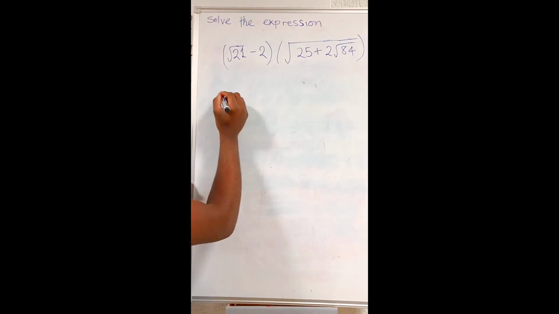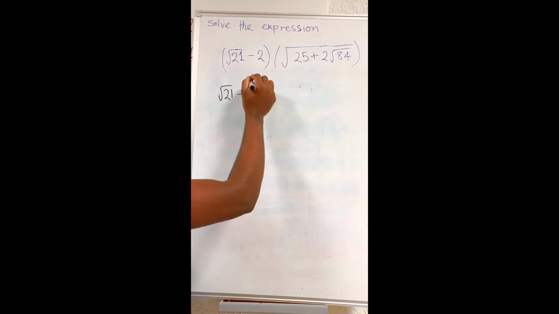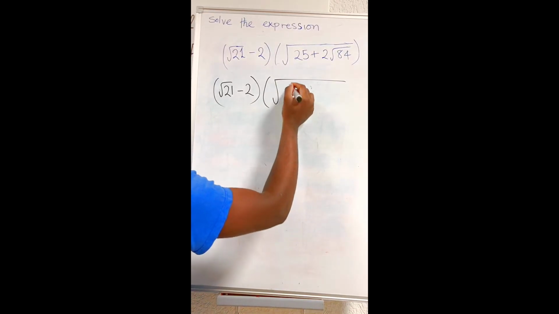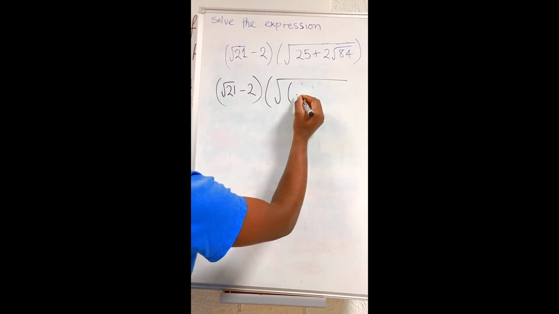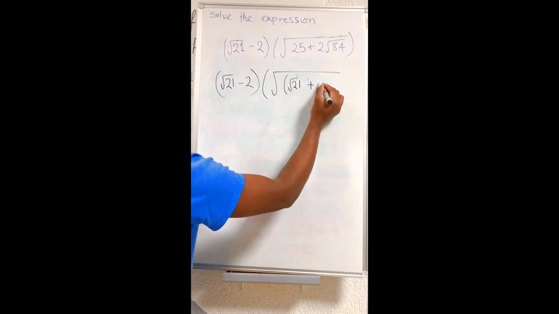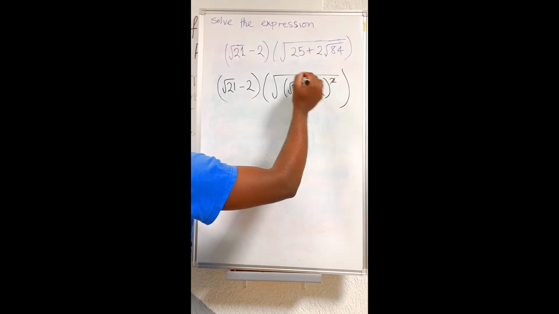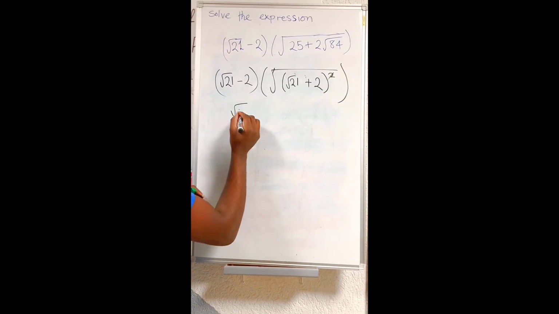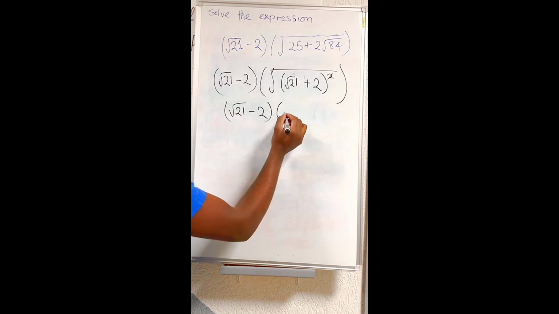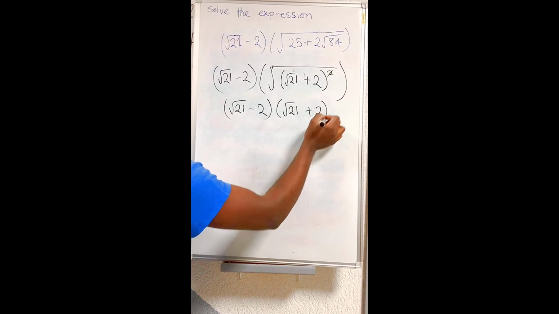So what comes is square root of 21 minus 2. This we write it. Also, according to our findings, this will be square root, open bracket, we have square root of 21 plus 2 squared. This and this cancel out, so what you have is square root of 21 minus 2 multiply square root of 21 plus 2 in bracket.